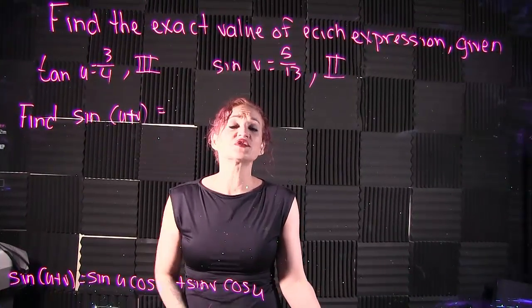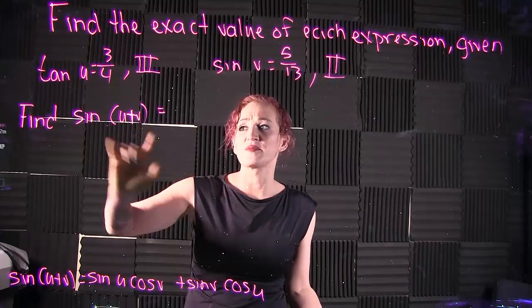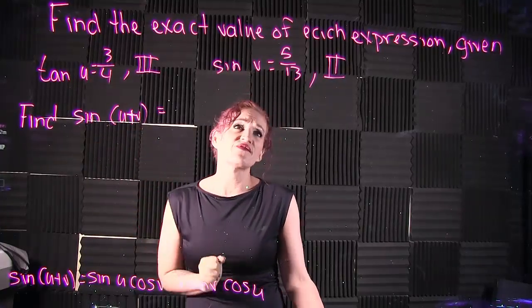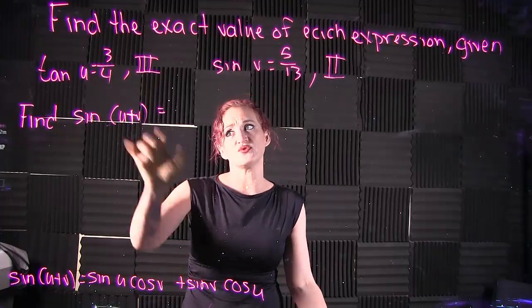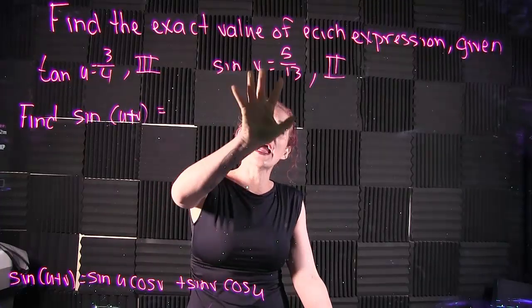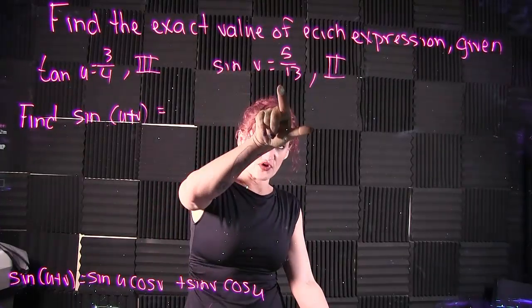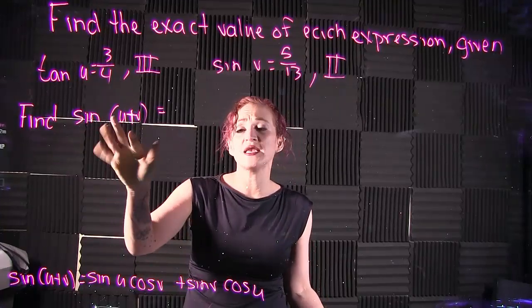This video is going to cover two examples. The first one is going to focus on the sum formula for sine here. We're going to find the exact value when we are told that tangent of u is equal to 3/4 in the third quadrant. Sine v is equal to 5/13 in the second quadrant. And they want us to find sine u plus v.